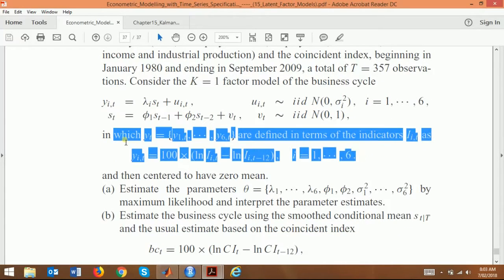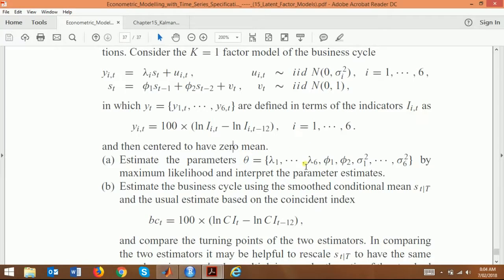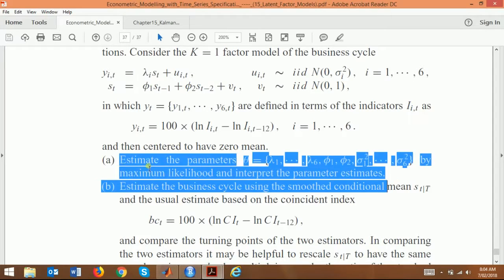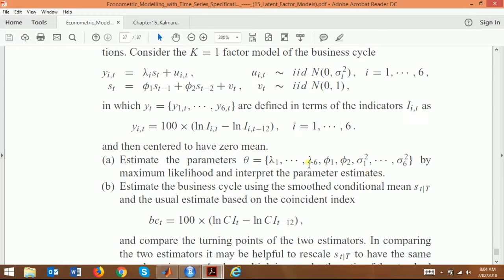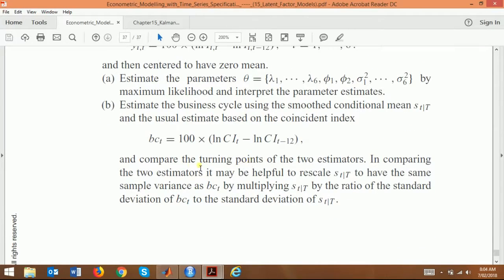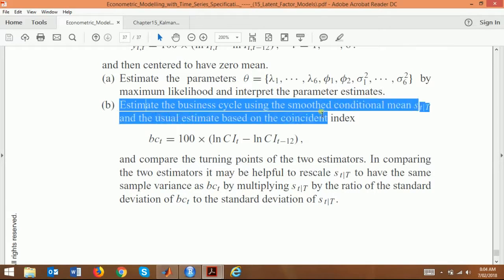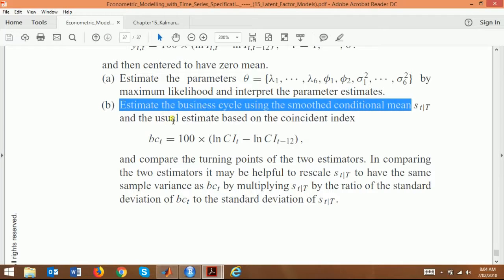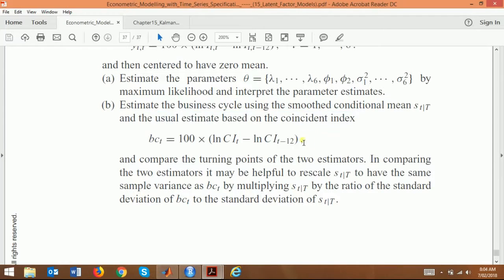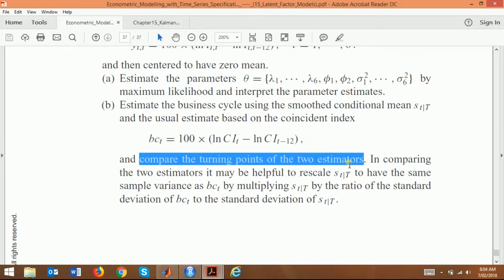So we have y defined with this equation, centered to have 0 mean, with parameters lambda 1 to lambda 6, phi 1, phi 2, and sigma squared 1 to sigma squared 6. Okay, fine. Estimate the business cycle and compare the turning points of the two estimators: the smoothed conditional mean and the usual estimate based on the coincident index.